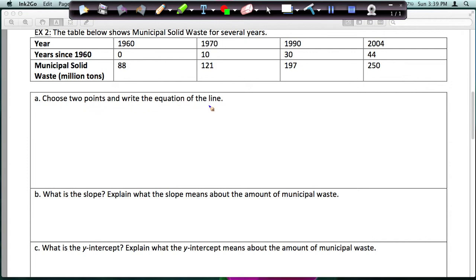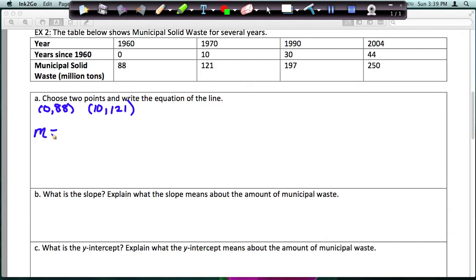So we need to figure out the slope before we can write the equation of the line. I'm going to pick the first 2 points just because it's easier. They're smaller numbers, but it doesn't matter what 2 points you pick. So I'm going to pick 0, 88 and 10, 121. And I'm going to go ahead and find the slope of these 2 points.